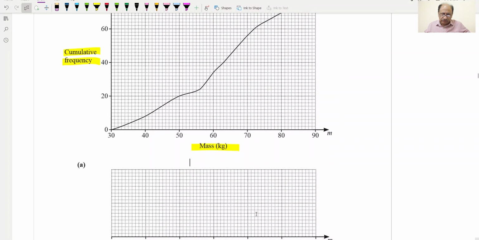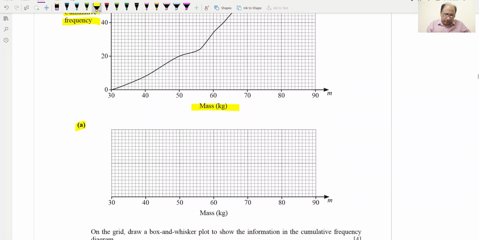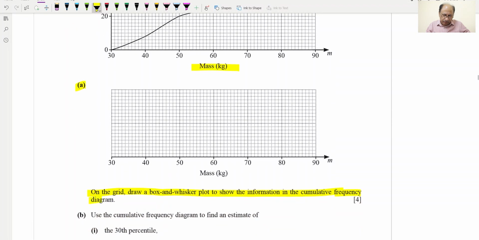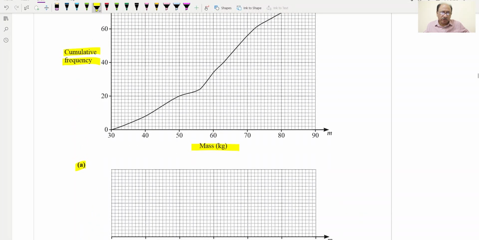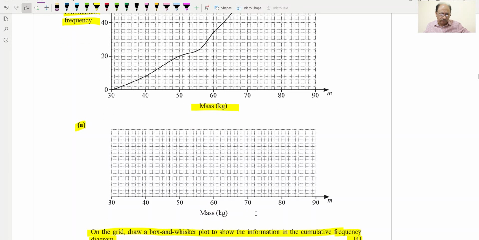They have provided us this grid. Then part A: on the grid, draw the box and whisker plot to show the information in the cumulative frequency diagram. And this is a 4-mark question. We have to show the cumulative frequency diagram on this box and whisker shape.